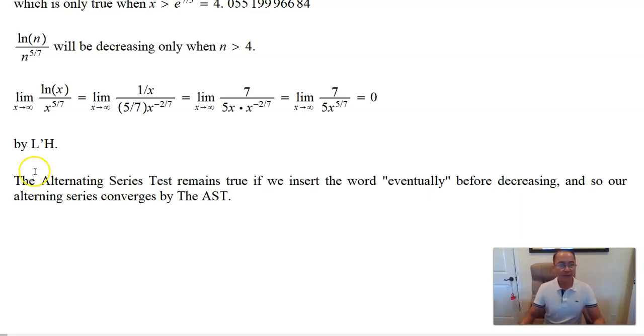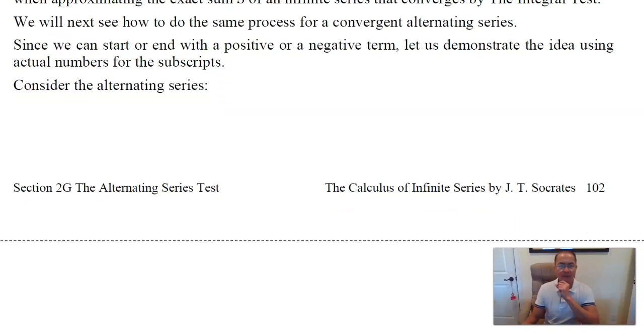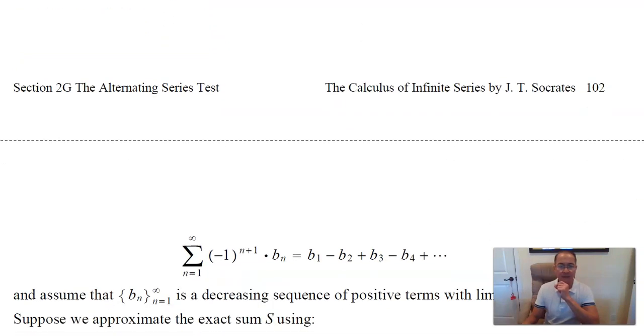Okay, so for our last bit, we're going to go back to our PDF and we're going to learn a little bit about the error approximation that we get by approximating an alternating series with a partial sum. We did that for the integral test. Let's see how to do it for the AST. All right, so in the integral test, we have a formula for E sub n. We said that it's between the integral from n plus 1 to infinity and the integral from n to infinity. Okay, so we're going to do the same thing for alternating series, but first we need some notation.